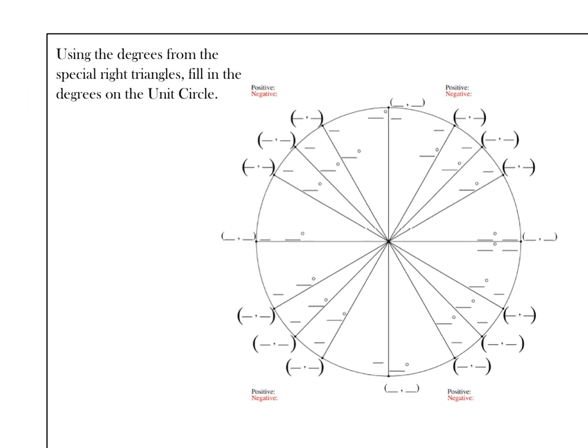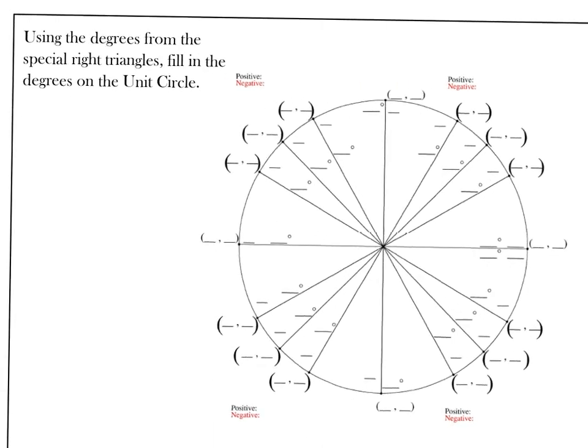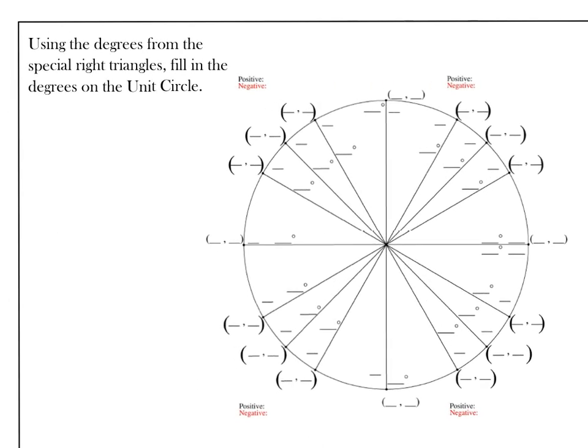So if we consider this, using the degrees from special right triangles, fill in the degrees on the circle. So here's where you're going to start.